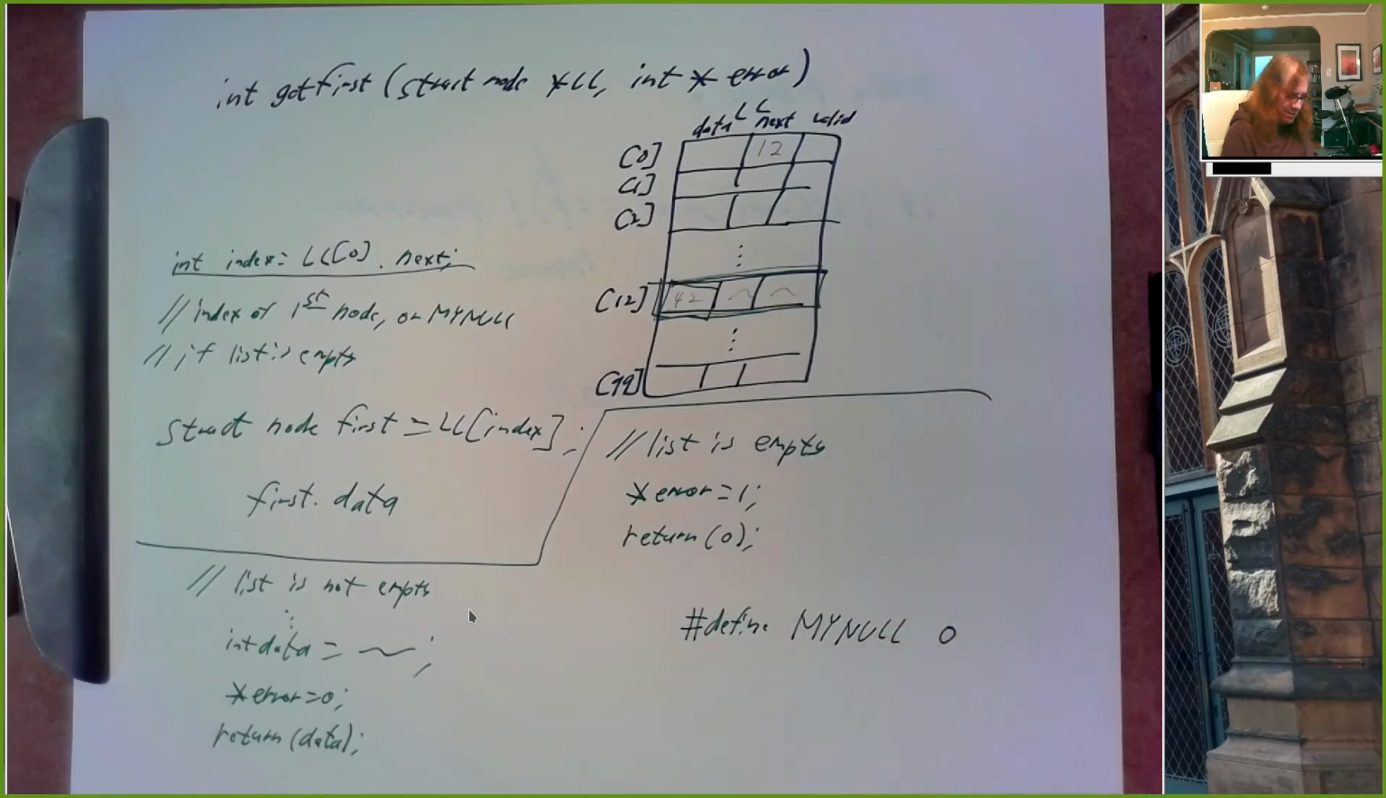Somewhere in the beginning of your file, do a number sign, #define MYNULL 0. Outside of your function, like right after any includes that you have, set up that symbol for yourself. All right. Any other questions about this?